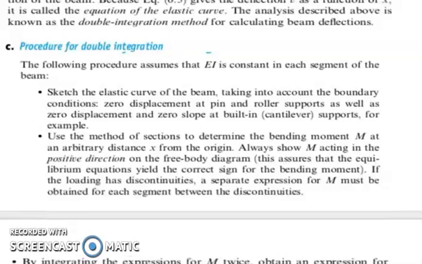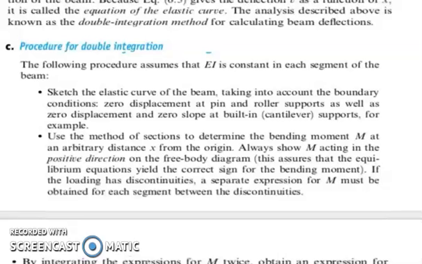The second step is to use the method of sections to determine the bending moment M at an arbitrary distance x from the origin. Always show M acting in the positive direction in the free body diagram. This assures that the equilibrium equations yield the correct sign for the bending moment. If the loading has discontinuities, a separate expression for M must be obtained for each segment between the discontinuities.